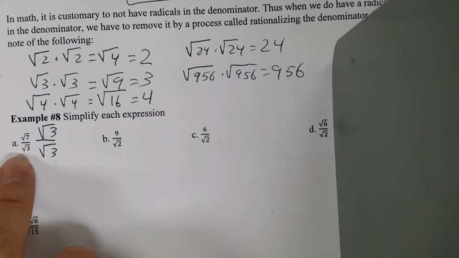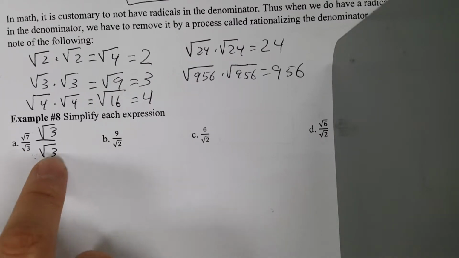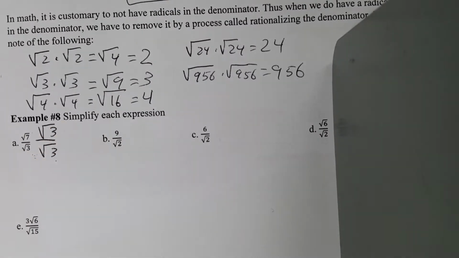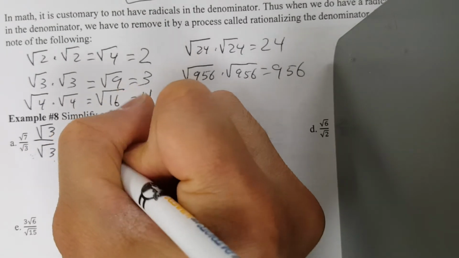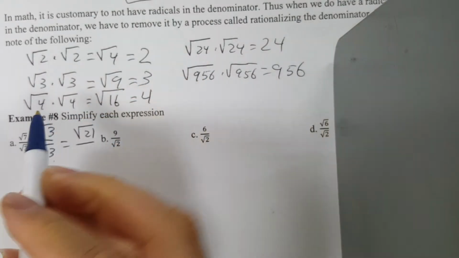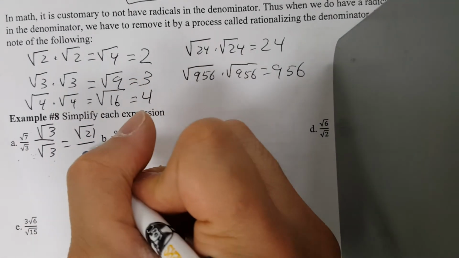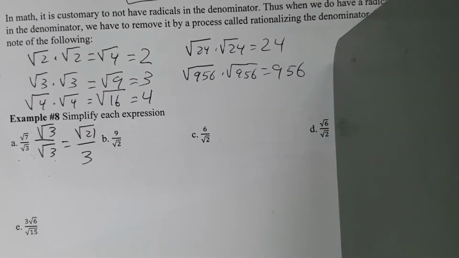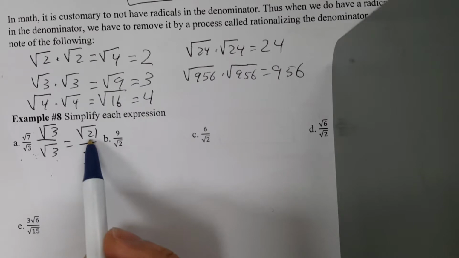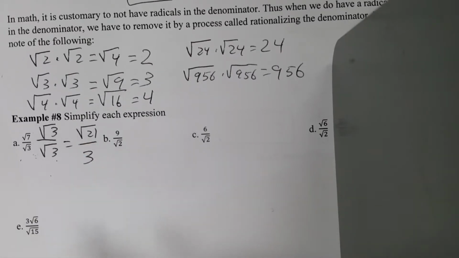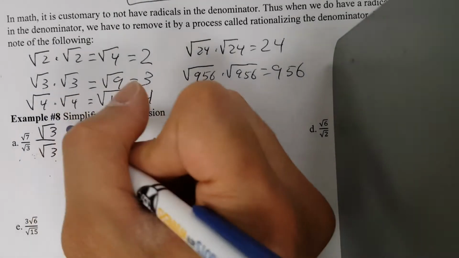So the way to do these problems, to simplify them, is you look at the denominator and whatever that radical is, you multiply the top and bottom by that radical. So now this is just radical 21, and what we talked about before, radical 3 times radical 3 is just 3. Now you should always ask yourself, can radical 21 be simplified? No, there's no perfect square that goes into 21, so that's my answer.